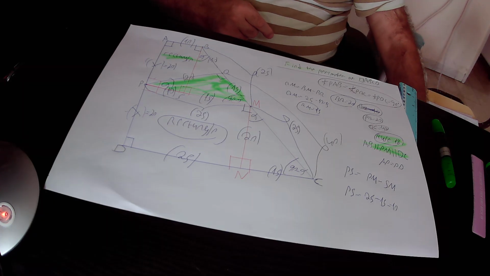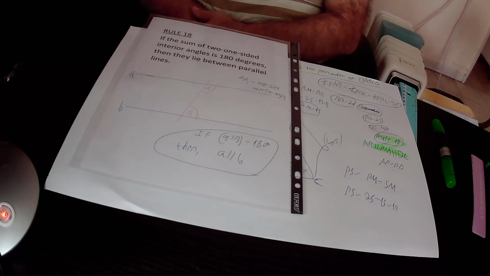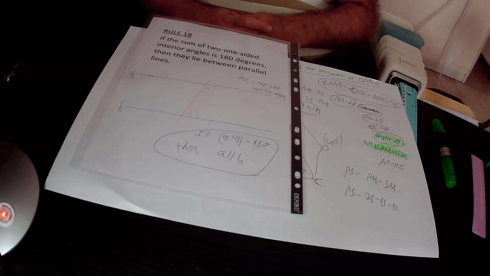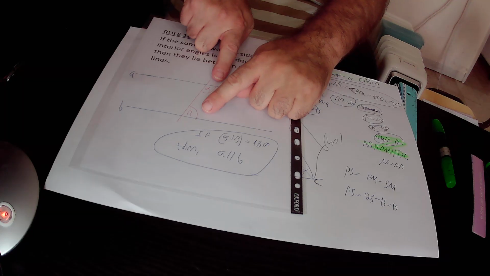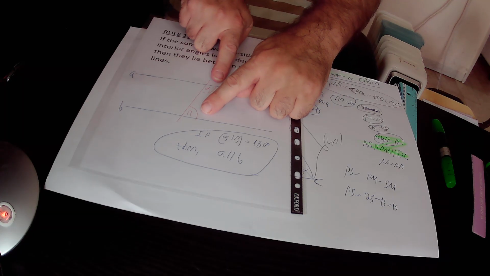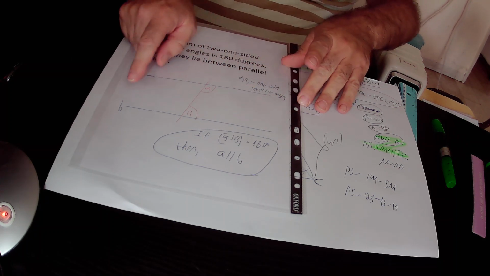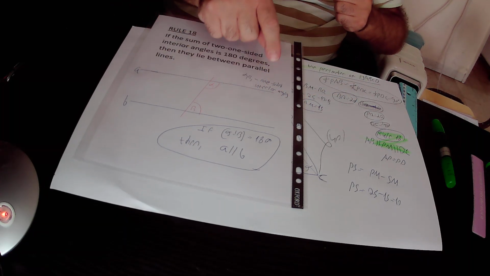So a bit quicker on Rule 18. According to Rule 18, if the sum of two one-sided interior angles is equal to 180 degrees, then they must be located between parallel lines. In the drawing, we have two angles, alpha and beta, defined as one-sided interior angles. If alpha plus beta equals 180 degrees, then they must be located between parallel lines. That is to say, line A is parallel to line B.